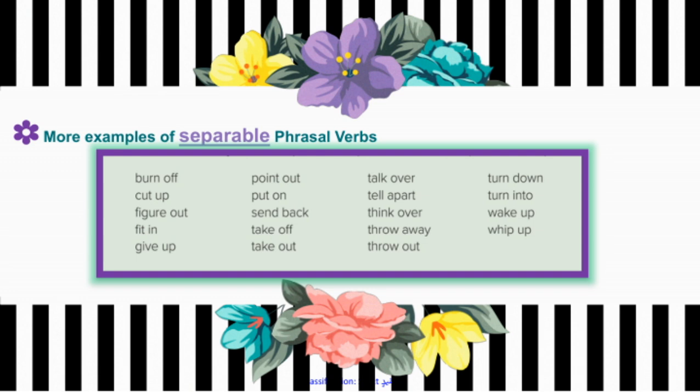The key point here is that in separable phrasal verbs, the object can be placed either directly after the verb or after the particle. Recognizing this flexibility is crucial for both understanding and speaking fluently. These examples show how versatile and common these structures are, tying into our overall theme of mastering natural English communication.